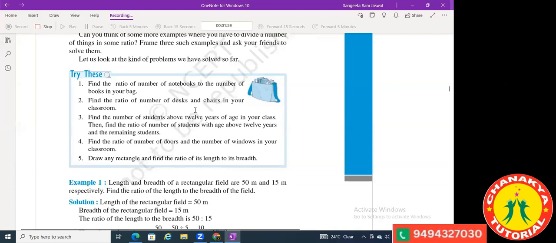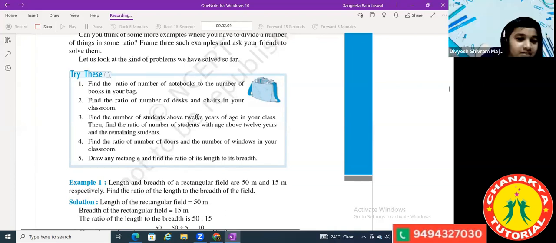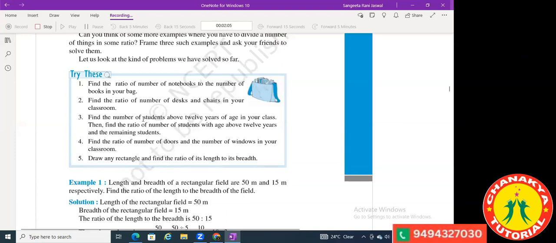Ma'am, 4 by 4, that is 1. Okay, equal number of notebooks and books. The same way you can find in your class also, the number of desks and chairs in your classroom. Find the number of students above 12 years of age in your class, then find the ratio of students above 12 years of age to the remaining students. This is like an activity.